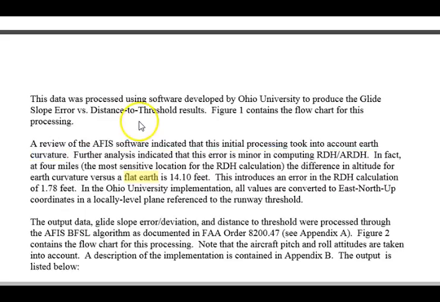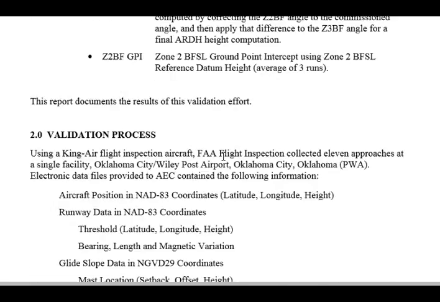So let's see what the problem was. Further analysis indicated that this error, oops, you tried to prove the globe, and they looked into it and analyzed it further, and they said, whoa, hold on for a second. But further analysis indicated that this error is minor in computing RDH/ARDH. What's RDH and ARDH? Let's find out.